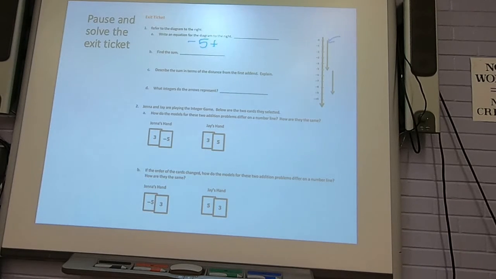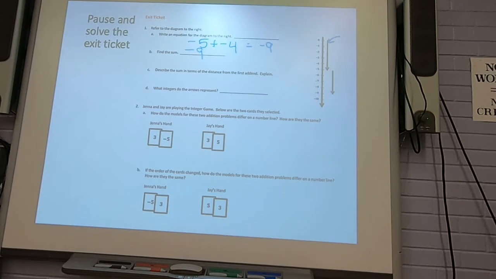So I'm going to say negative 5 plus something. It's going to be plus the second one. The second one is going from negative 5 to negative 9. So it looks to me that the magnitude is 4. So it's negative 4 and it ends up being negative 9. So the sum is negative 9.